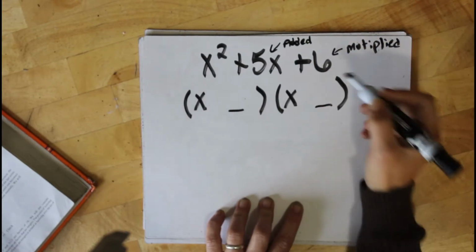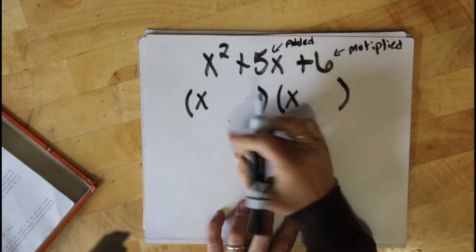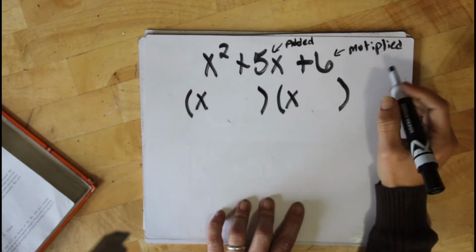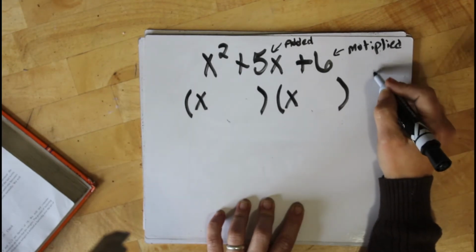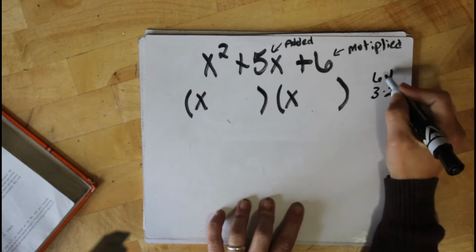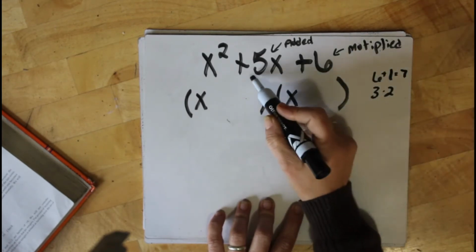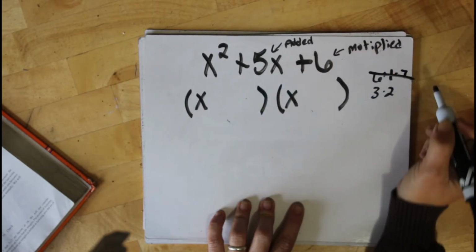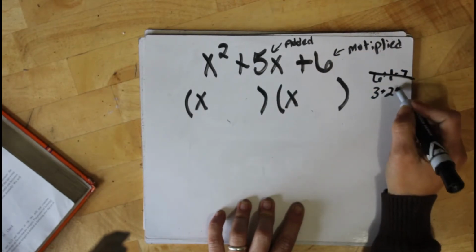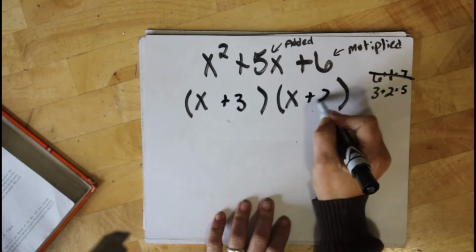So what I have to do is think of two factors of 6, two numbers that you can multiply to get 6, and when you add them, you get 5. So the factors of 6 are 6 and 1 and 3 and 2. So if I added 6 and 1, I would get 7. So that can't work because we have to find something that gets 5. If I added 3 and 2, I'm going to get 5. So I know these have to be 3 and 2.